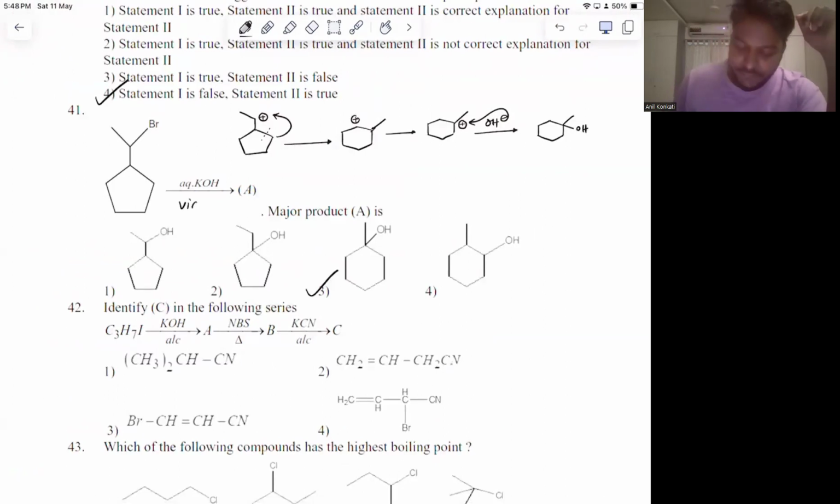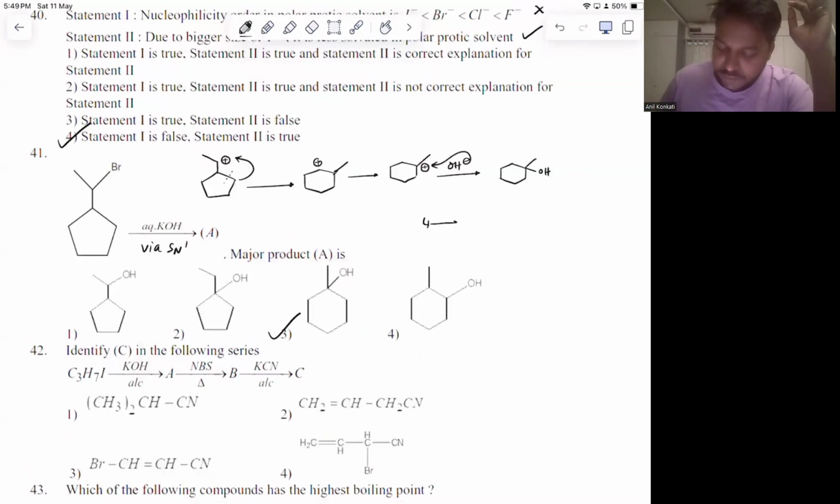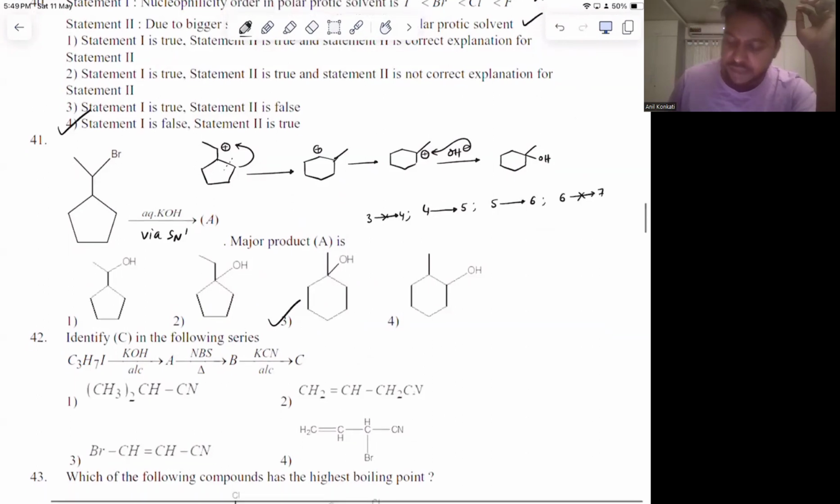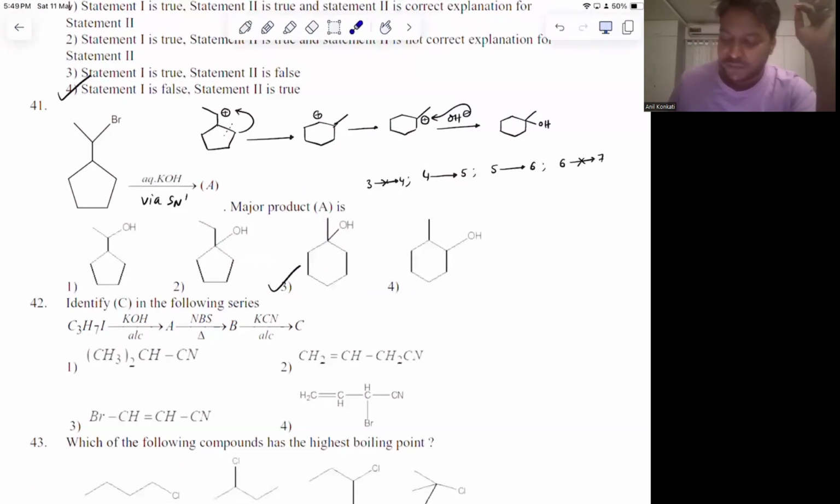Sir, how to know whether ring expansion will occur or not? Ring expansion is subject to 4-membered converting into 5, and 5 converting into 6. 6 to 7 won't happen. 3 to 4 is a very rare case, but usually doesn't happen. So you should always look out for these two options, 4 to 5 and 5 to 6. Got it?